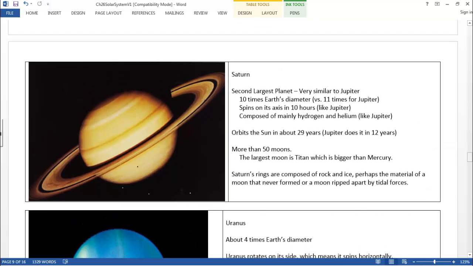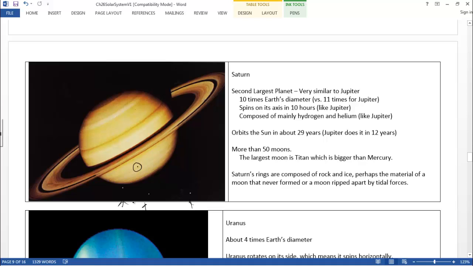Saturn is the second largest planet. It's pretty close in size to Jupiter and spins very quickly, just like Jupiter. It has a lot of moons, and you can see 4 of them right here in the picture. And of course, Saturn's main feature is its ring.